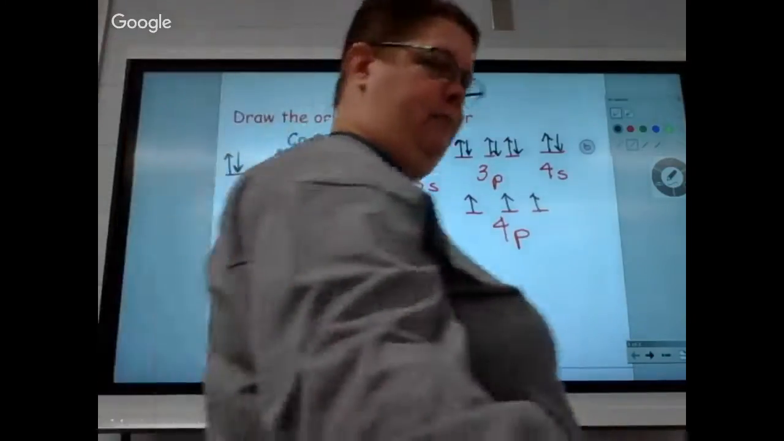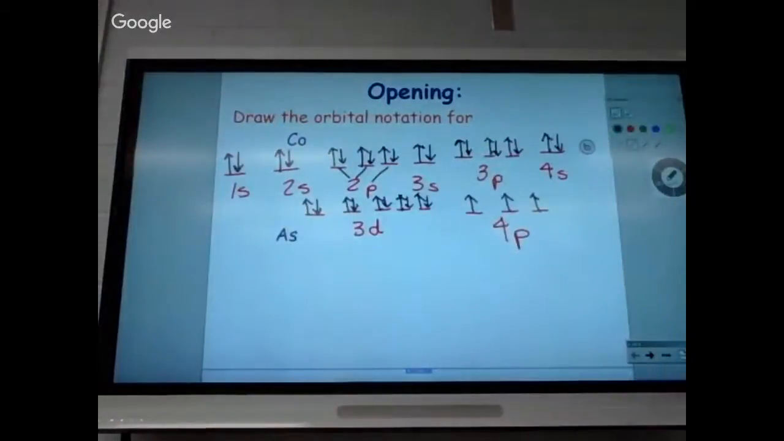All right, pull your homework out. You had to draw 4 orbital notations, right? You got them? Fabulous. I want to see.